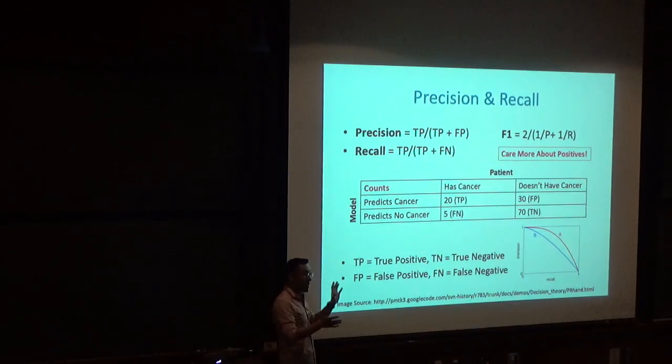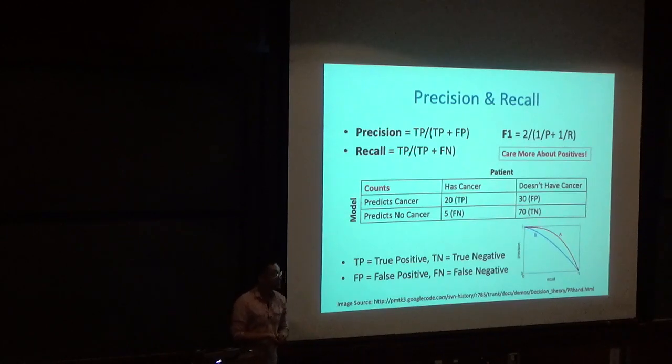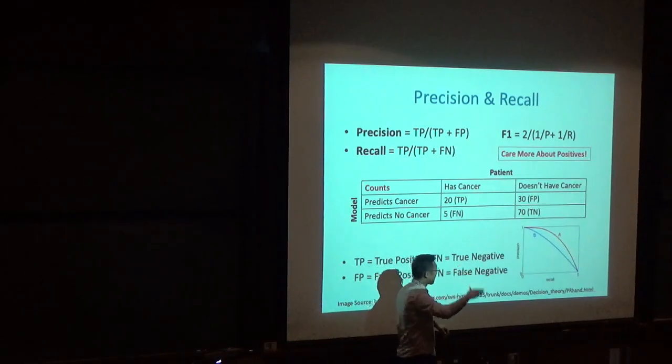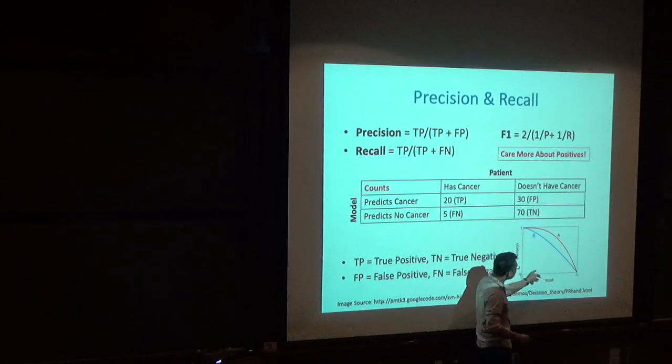It really depends on the use case. If I don't want to miss any actual positive result, I care about recall. If I only have time to look at 10 things, I care about precision. When we look at these models and vary the threshold by which we classify as positive or negative, we get what's called a precision recall curve.